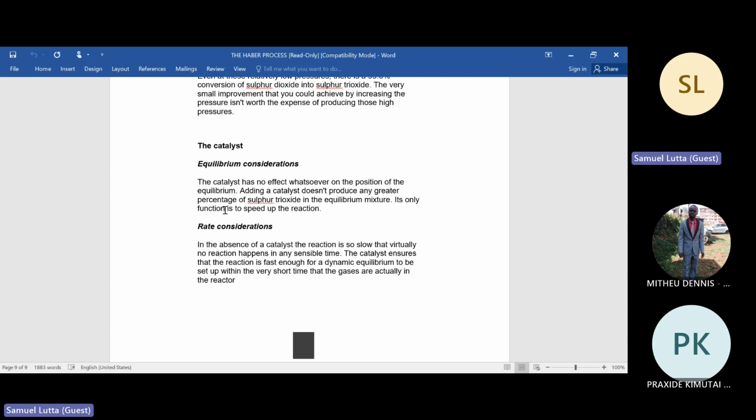So this is for ammonia and sulfuric acid. So ammonia, we get it through the Haber process. Sulfuric acid, we get it through the contact process.